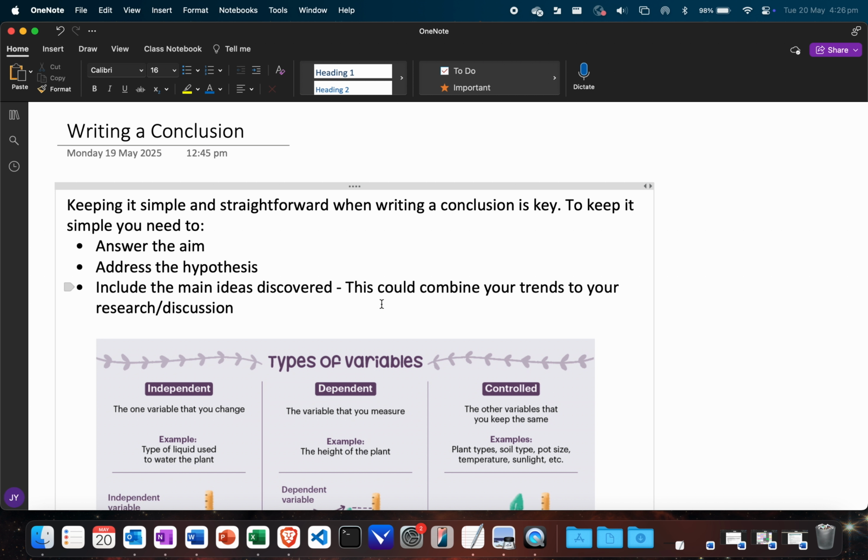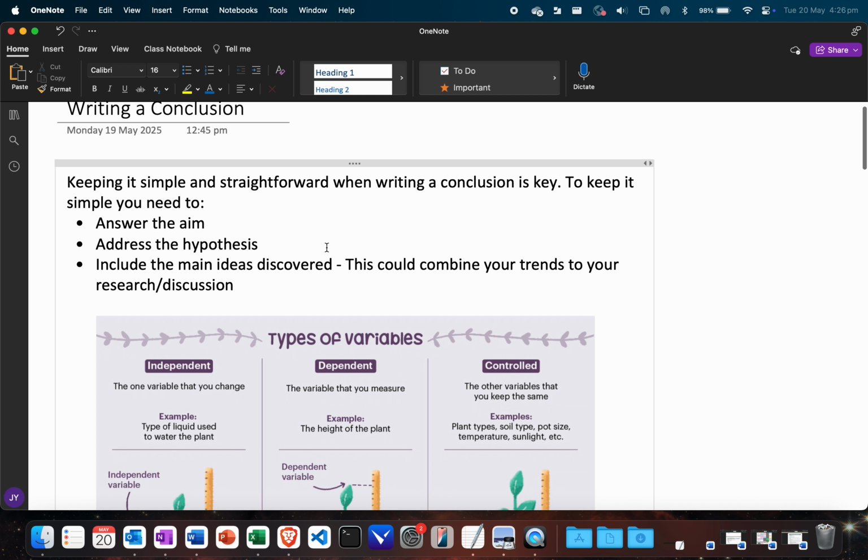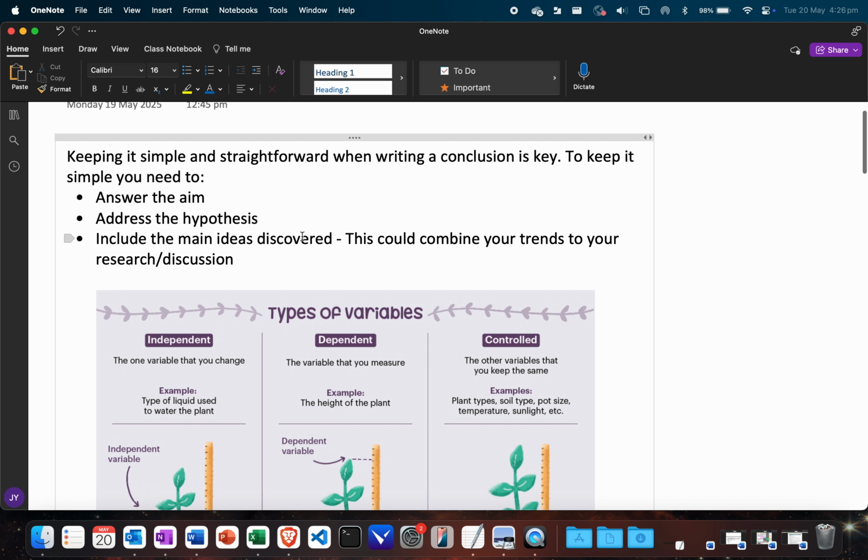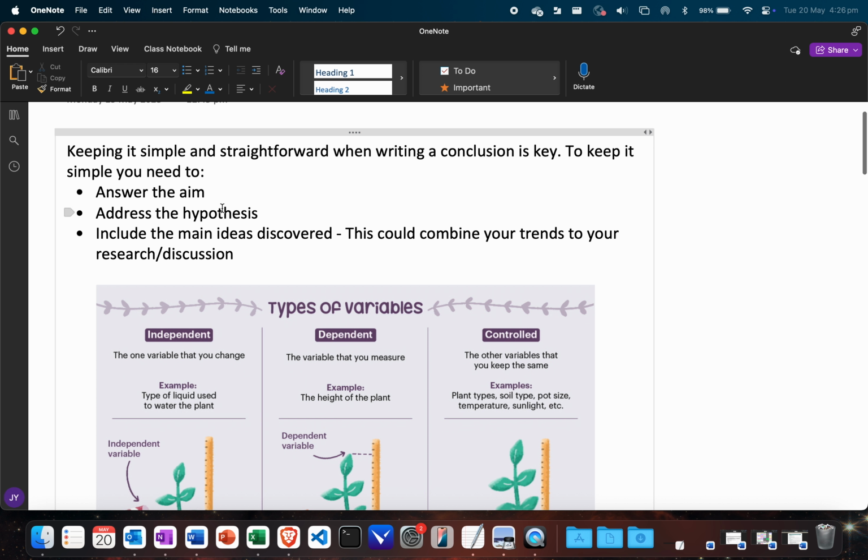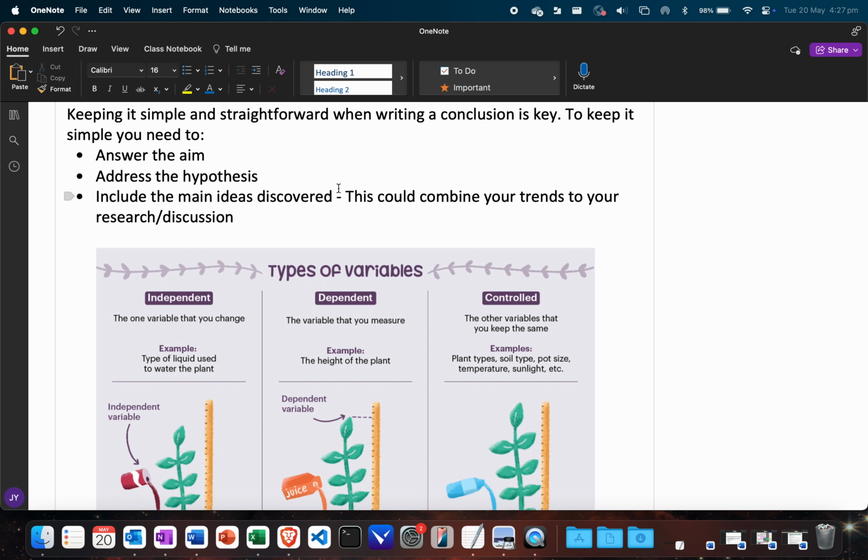And then, having read both of those things, I have an idea of what this experiment is about. And if I want to know more information, that's when I now go through and start going through the experiment in more detail. So that's why we have a conclusion, which is basically just a summary of how our investigation went. So, what do you need to do to keep it simple, to keep it straightforward? You do these three things. You answer the aim, you address the hypothesis, and you include the main ideas discovered.